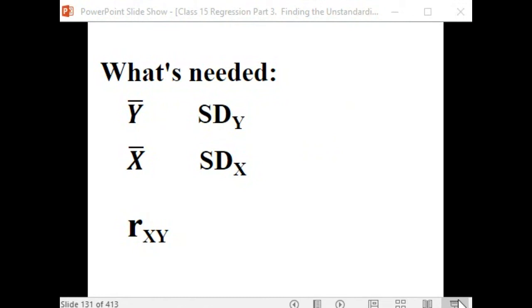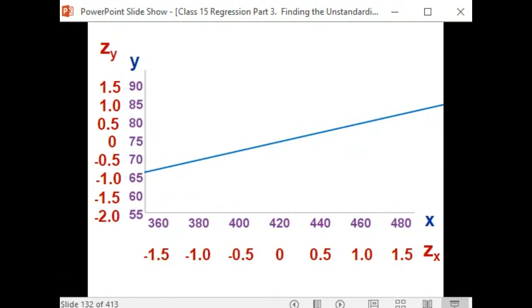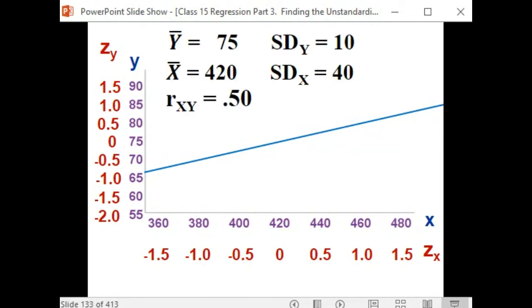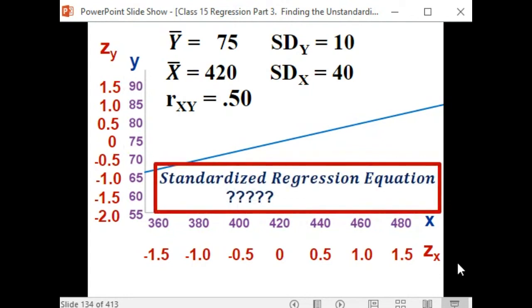Now, here is the regression line whose unstandardized equation we need to find. And here are the 5 pieces of information we need to figure out the equation. There's the means, standard deviations, and r. And the question is, well, before we get started, what is the standardized regression equation for this line? Think a minute and ask yourself, what is the standardized regression equation for this line? You do know how to figure it out.